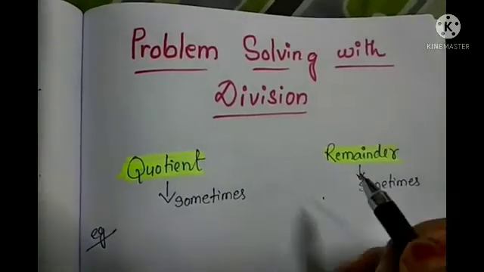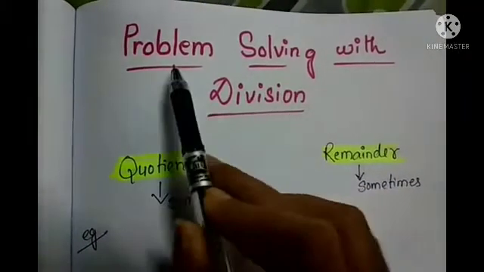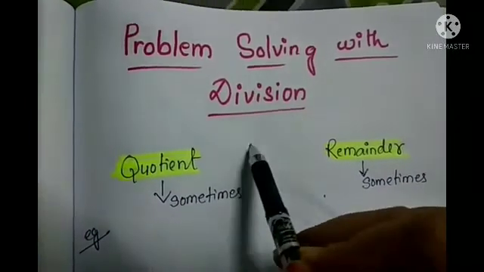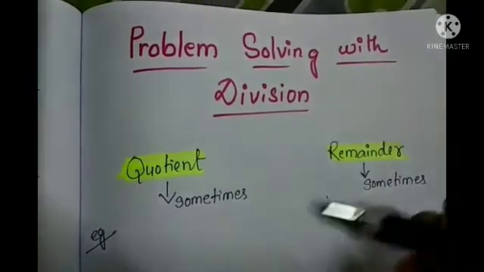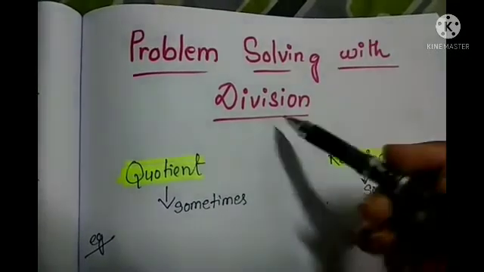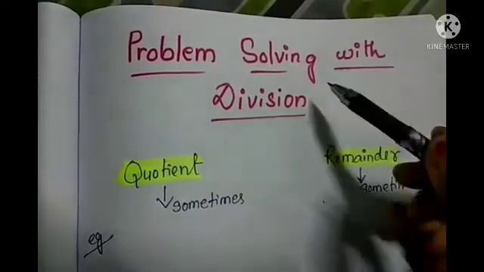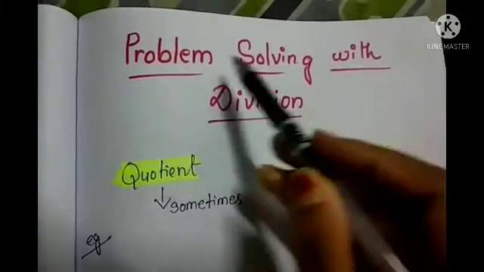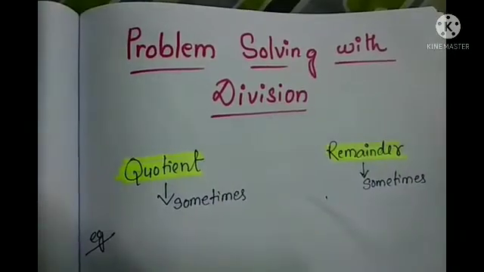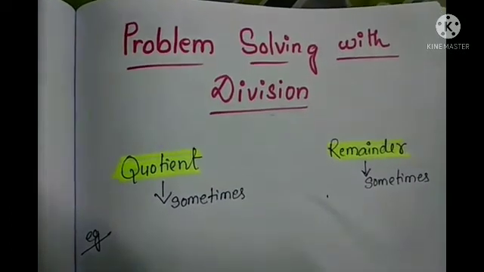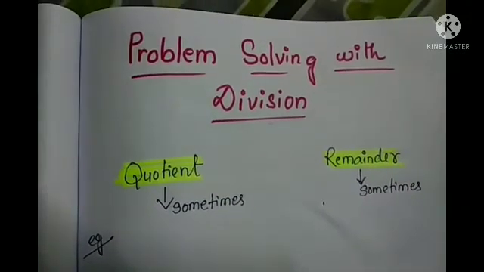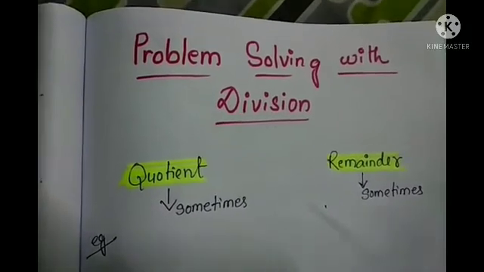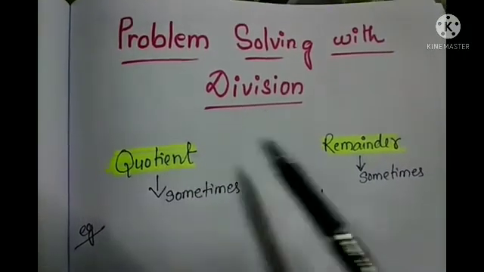So in this way, our today's topic is also very interesting: problem solving with division. Right now, up to 4.4, in every question it is given that you have to divide, and directly the numbers are also given. But in problem solving, you have to understand the question by reading, and then decide what operation to choose and how to write the answer. So here you can see I have written quotient and remainder.